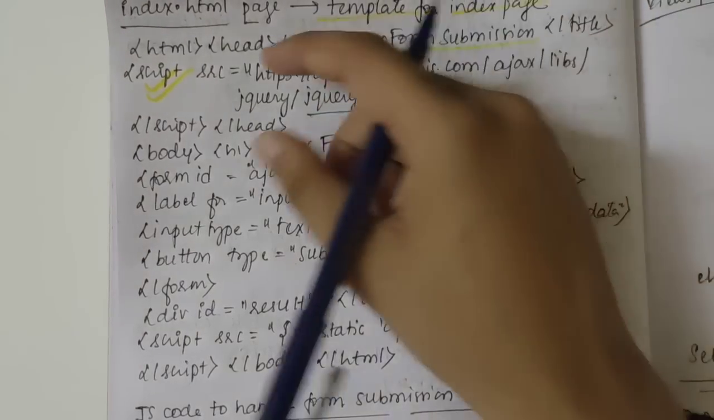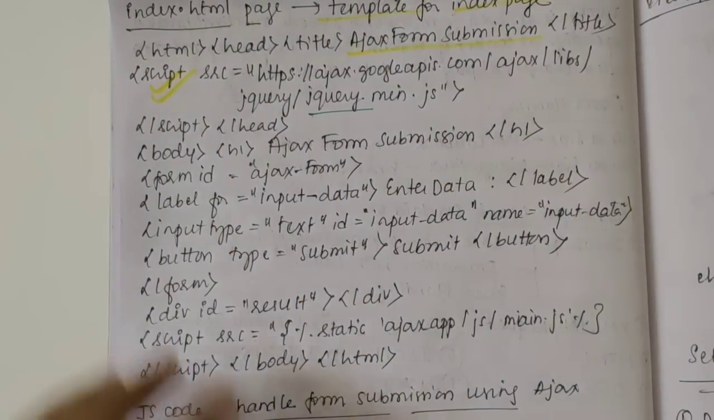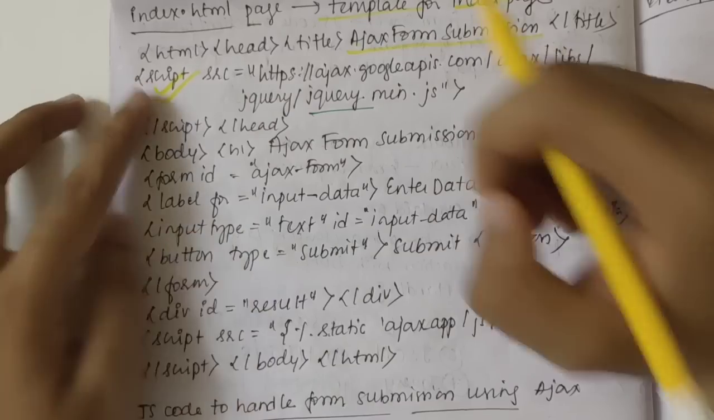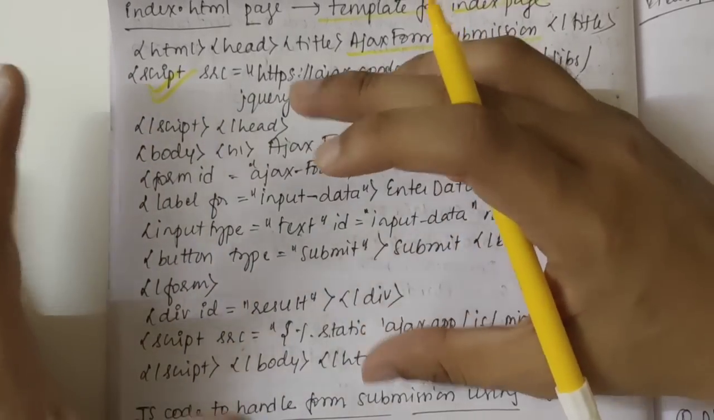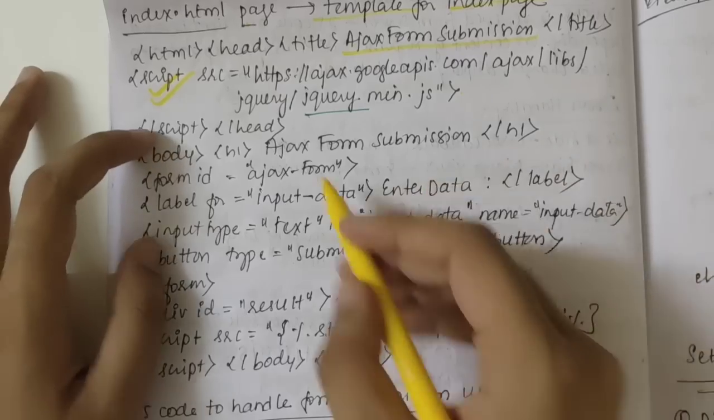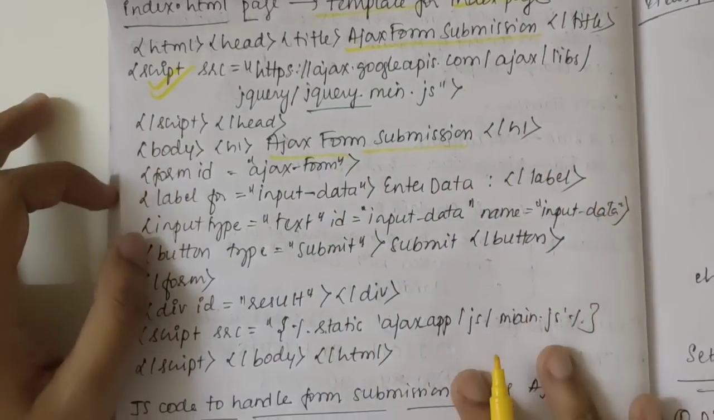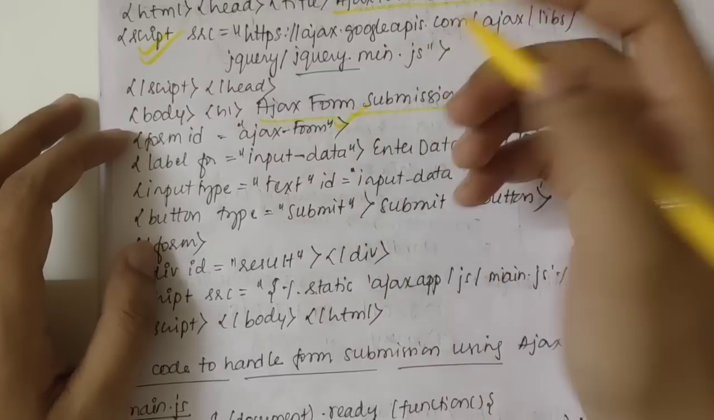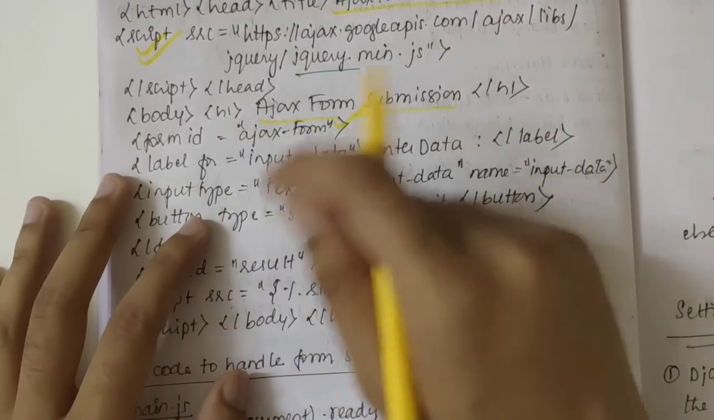So to import that, I'll be writing this particular script part. This script is very essential, very important while dealing with Ajax operations. After this, close the script head. Then in body, I'm specifying Ajax form submission. Next, form ID is equal to Ajax form, so the form ID would be stored as Ajax form.